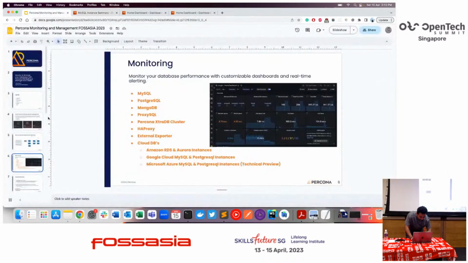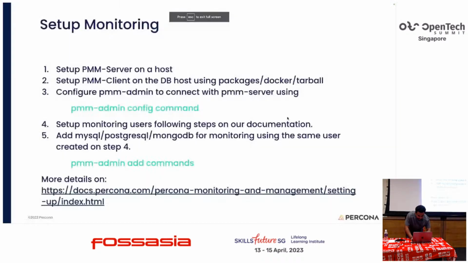I'll quickly jump onto the setup part and talk about it. So how do you set up monitoring in PMM? It's pretty straightforward. You need to have PMM server running, and you can install PMM client on the database host. Once you have PMM client installed on the database host, you can configure the pmm-admin command to connect the client and server. Once the connection has been set up, all you have to do is create a monitoring user according to the docs that we have.